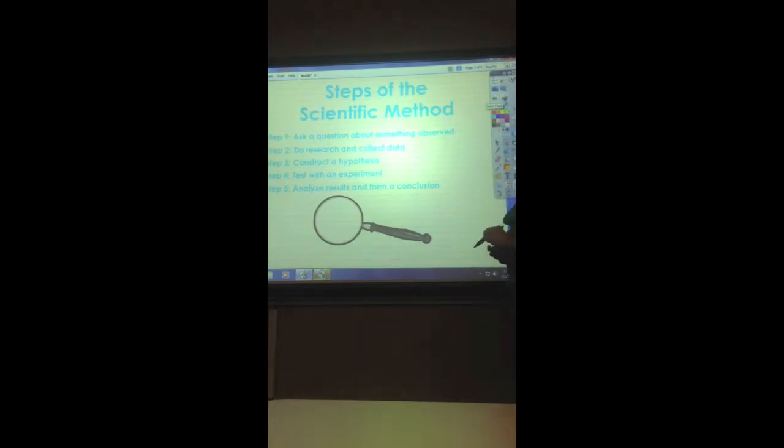Okay, there are 5 steps to the scientific method. The first one is you ask a question about something that's observed. Questions that are like how, why, and what. Step 2 is you do research and collect data on your question. Step 3, you construct a hypothesis, which I'll be teaching you how to do. Step 4, you test with an experiment. And step 5, you analyze your results and you form a conclusion. And then you can check and see if your hypothesis is correct.